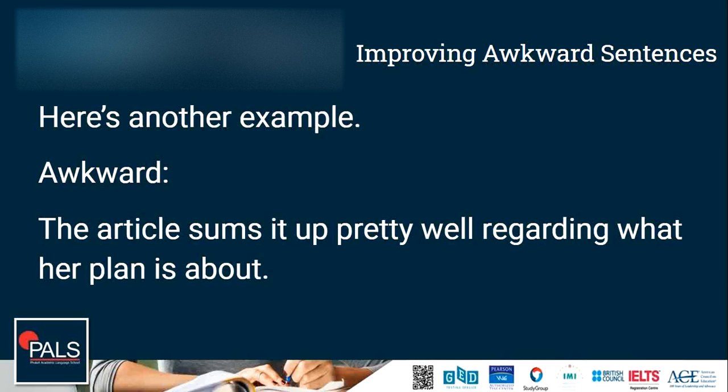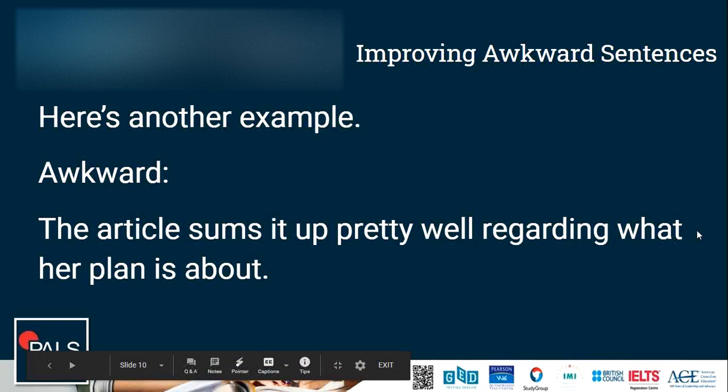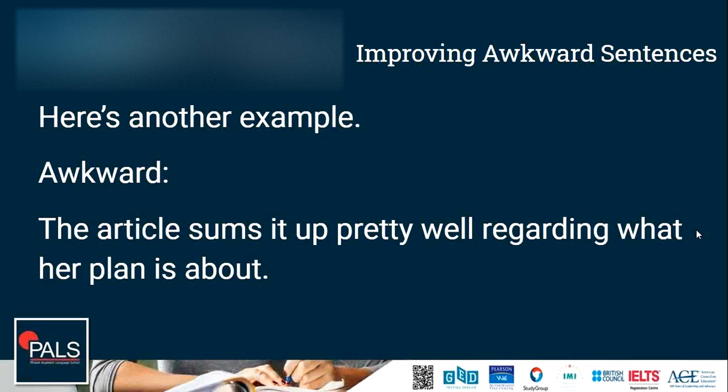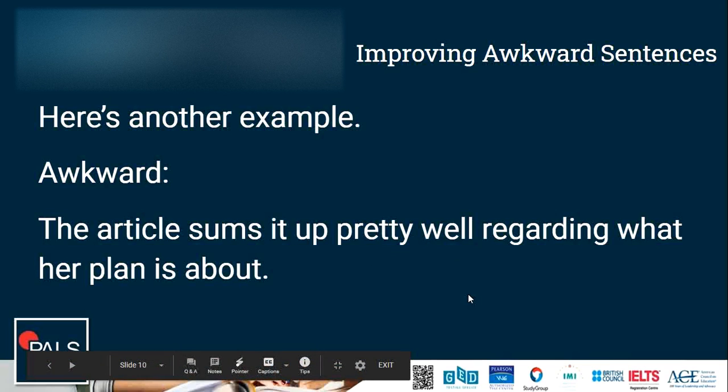Here's another example. The article sums it up pretty well regarding what her plan is about. Now, if I will fix this sentence, I will just say, the article sums up what her plan is about. Regarding and what, it's too much. It's redundant. So I can just say the article sums up what her plan is about. I'll just remove all these adverbs here.